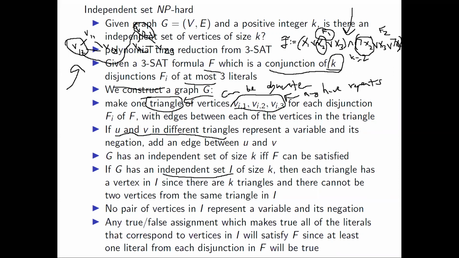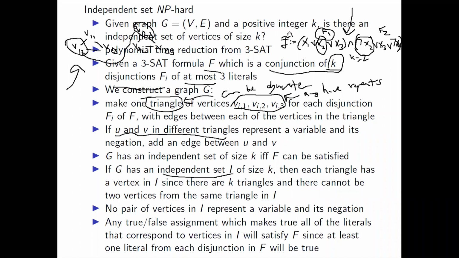So again, for this true-false assignment, there might be multiple choices. All we require is that it's some true-false assignment which makes true all the literals that correspond to vertices in I. So we might have multiple choices for some of the true-false values in this assignment, but as long as the literals corresponding to all of the vertices in I are made true, then this will satisfy F.